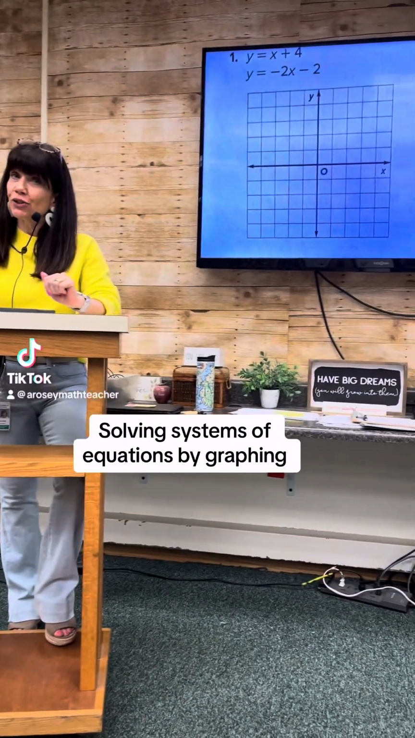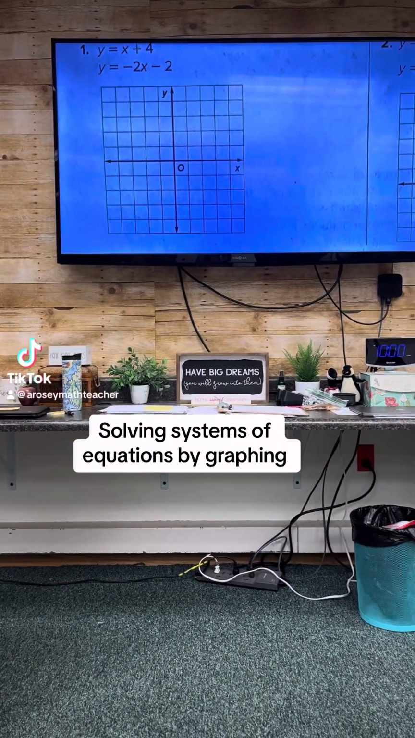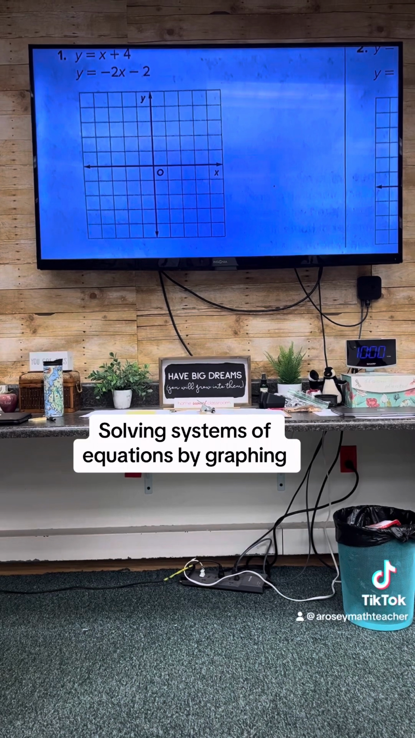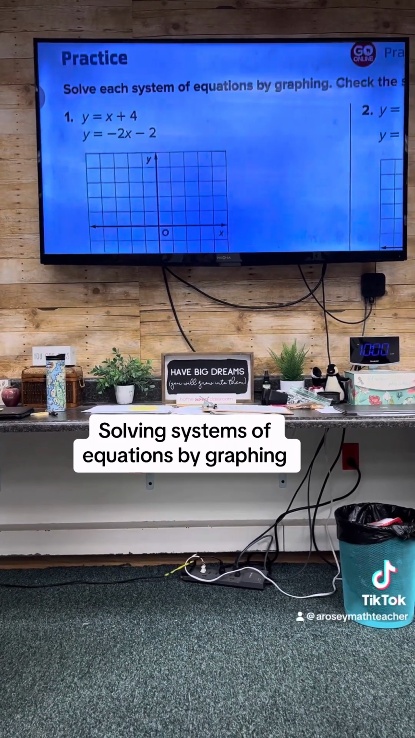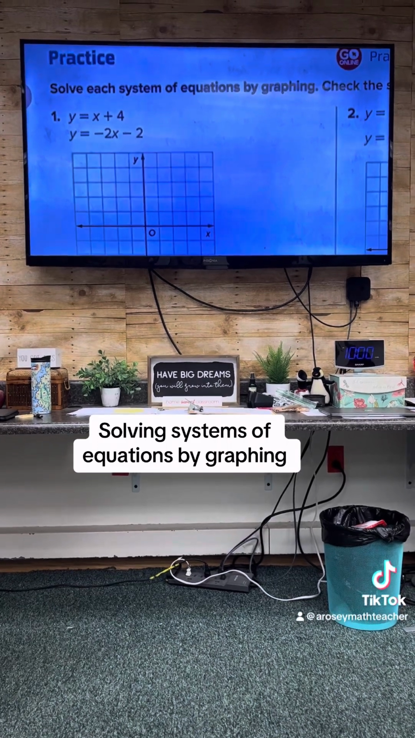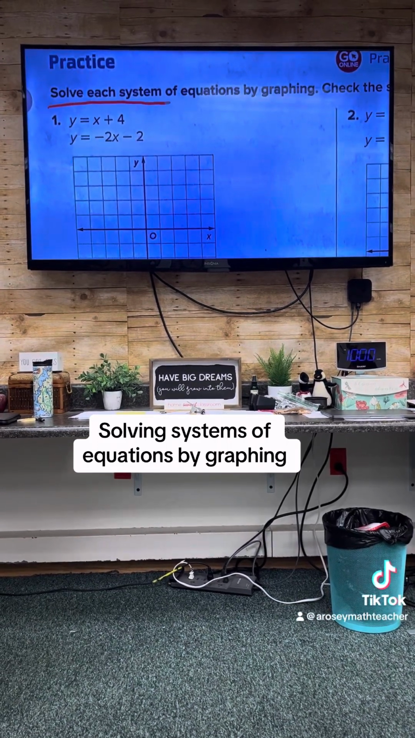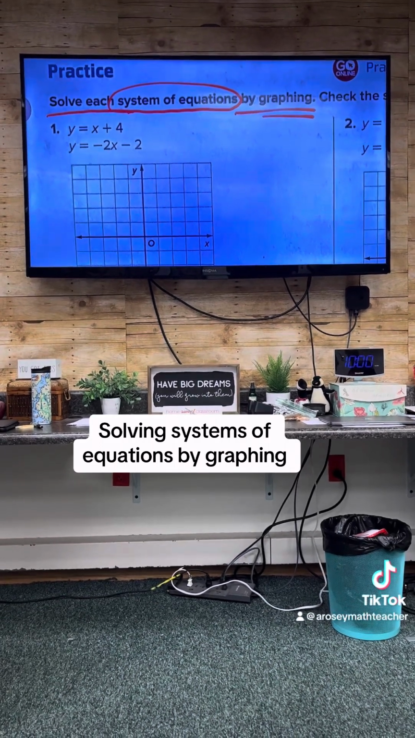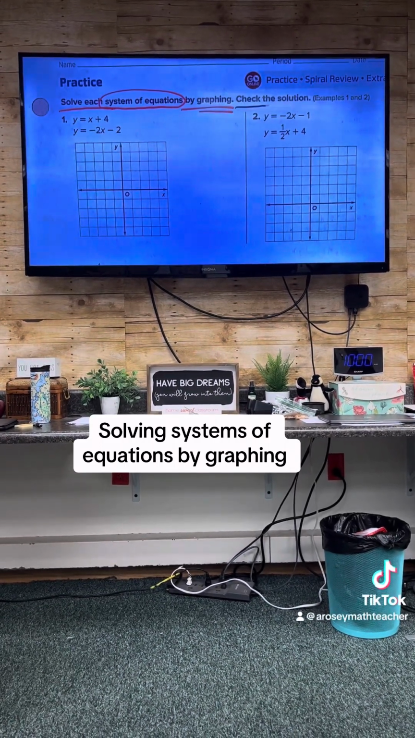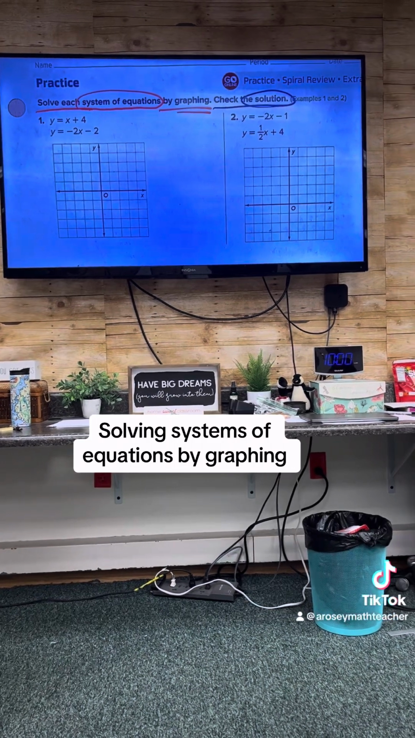Hello, I'm Rosie, a math teacher coming at you today from my first period class, Accelerated 7th grade math. We are looking at item number 1 for tonight's homework. All of these items ask us to solve each system of equations by graphing, and then it asks you to please check the solution. Now let's review quickly.